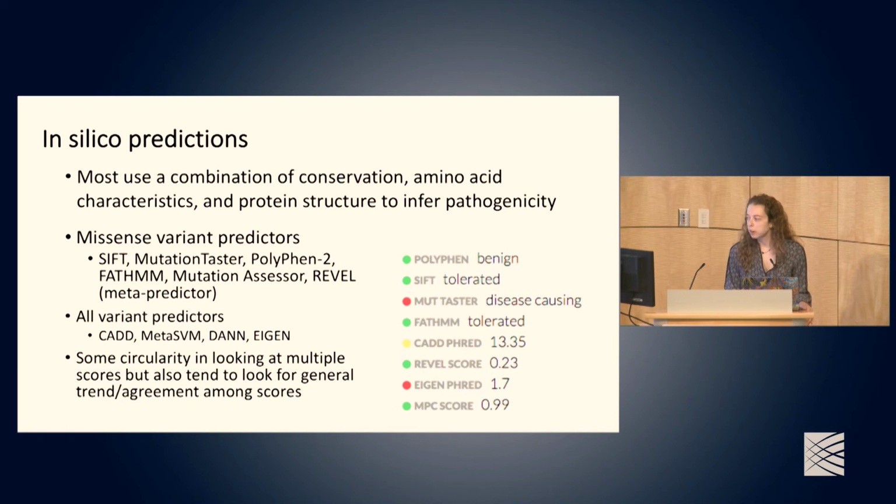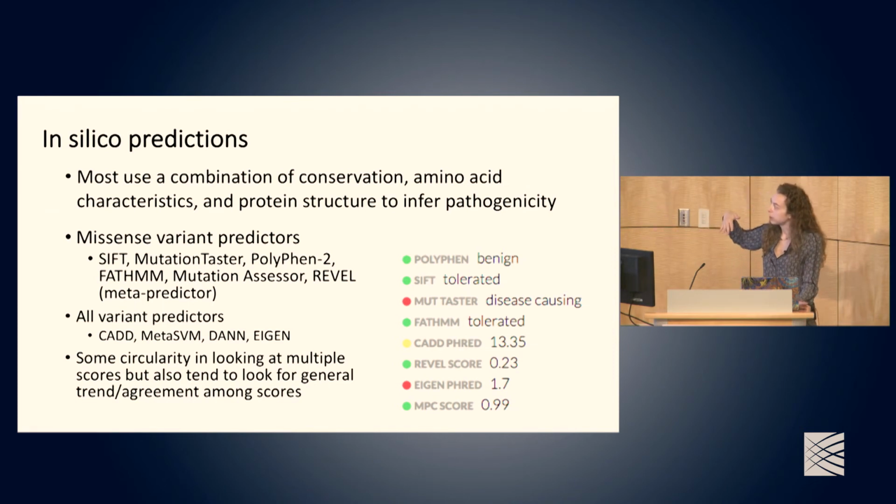They use a combination of conservation, amino acid characteristics, protein structure and other features to infer pathogenicity. Some are really designed for missense variants and only give a score for missense variants. There are some that work for all variants, like CADD and DANN. One thing to be aware of with these is you can't just add them up and say, oh, I have 2 red and a yellow. These colors are based on cutoffs that we use internally. We have to use our own internal cutoffs for this color scoring because they all use different kinds of numbers, and it's really hard to remember what scale goes with what.